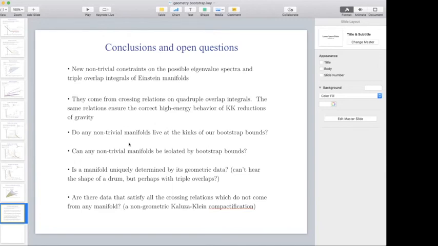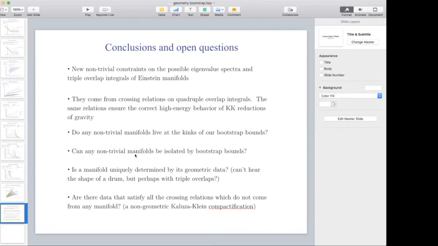What we'd like to know is how far this can go, whether there are non-trivial manifolds that you could isolate that maybe live at the kinks of these bootstrap bounds, or even better, if you could isolate some non-trivial manifold by these bootstrap bounds. In none of the constraints that we did were we able to actually isolate an island the way that the conformal bootstrap people do.